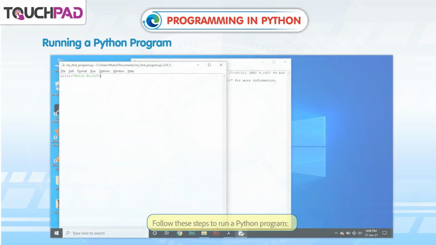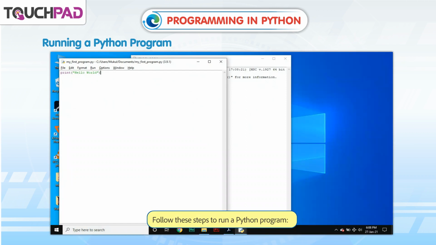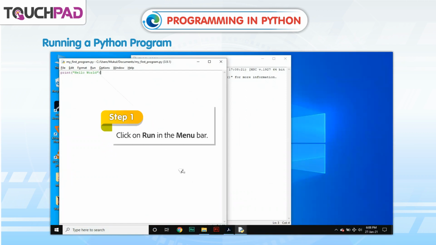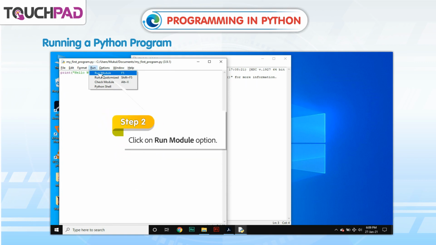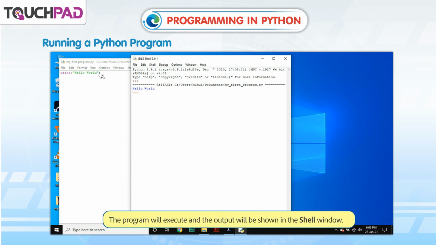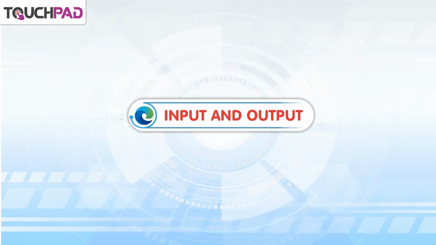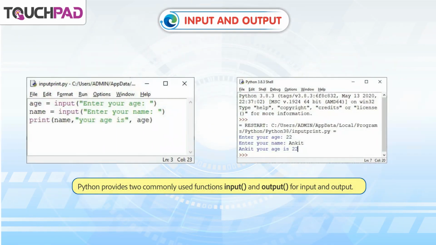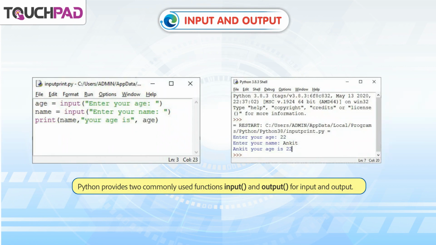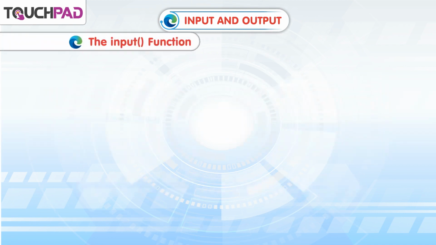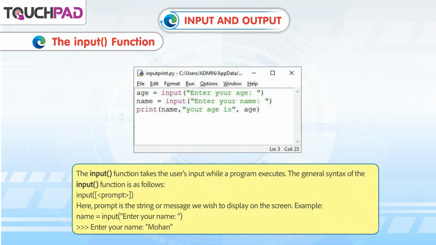Running a Python program. Follow these steps to run a Python program. Step 1. Click on Run in the menu bar. Step 2. Click on Run Module option. The program will execute and the output will be shown in the shell window. Input and output. Python provides two commonly used functions, input and output, for input and output. The input function takes the user's input while a program executes.